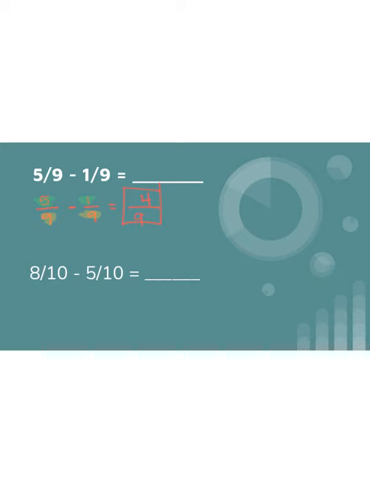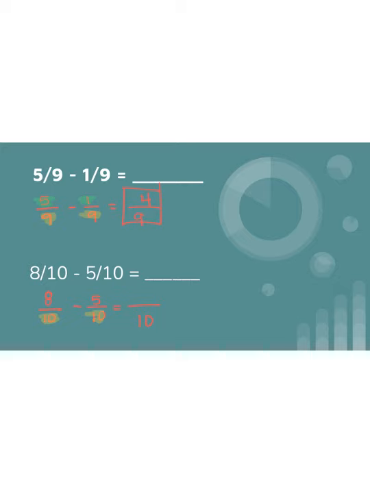Okay, the next one, if I were to rewrite that, I have 8/10 minus 5/10. Okay, just like the ones before it. First thing I'm going to do is look at my denominator. I have a 10 and a 10. Well, as long as they're the same, I can just go ahead and write my 10 on the bottom.